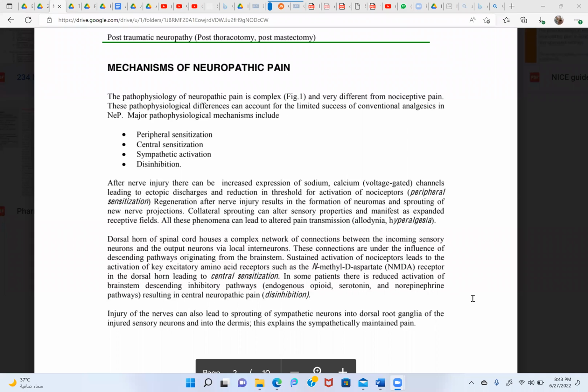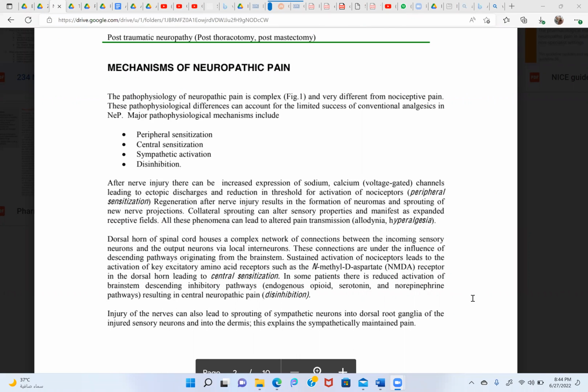The sustained activation of nociceptors leads to activation of key excitatory amino acid receptors such as NMDA. That is why I mentioned that the role of ketamine is of great importance in preventing this hyperalgesia, leading to central sensitization. In some patients there is reduced activation of the brainstem descending inhibitory pathway and of endogenous opioid, serotonin, and norepinephrine, resulting in central neuropathic pain. This is because of disinhibition. Initially there is sensitization, and then it is added to by disinhibition, so the area is more sensitized and the control which was there to control these things is also gone. So it is increasing the severity of the neuropathic pain.